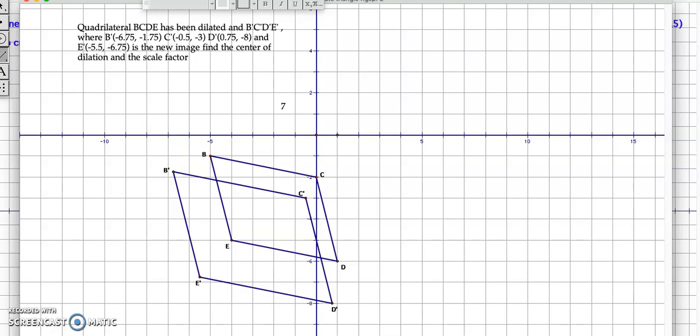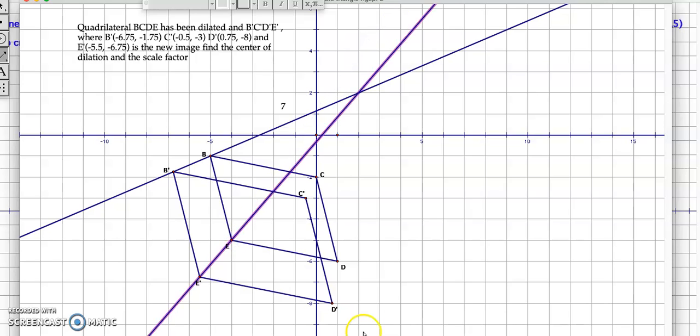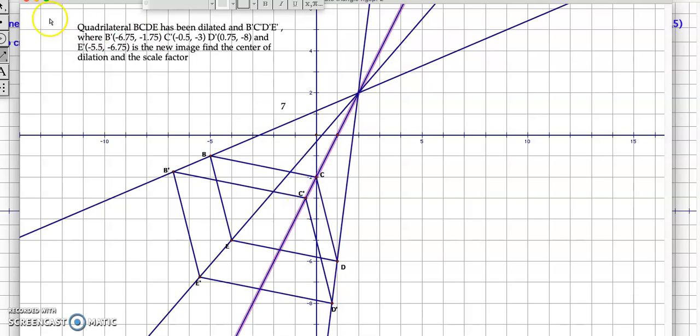So what I suggest we do is we switch over here, and you guys with your rulers, you connect B to B prime and make it a nice long line. And then you do E to E prime, D to D prime, and then C to C prime. And as I'm sketching this in, you can actually see that they're all intersecting at that point over there at 2, looks like it's 2 comma 2.